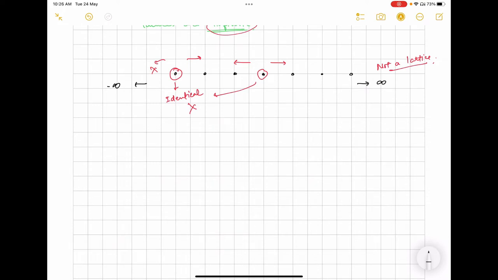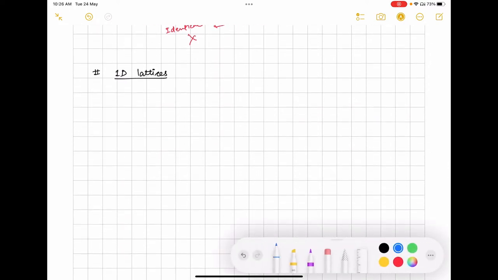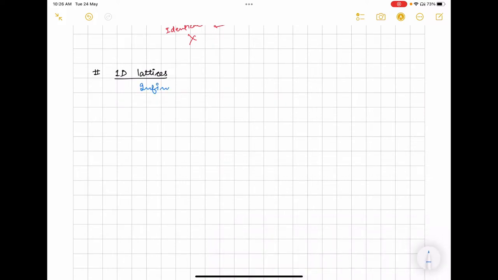Okay, so now let us look at the 1D lattices. As the name suggests, 1D lattices are an infinite array of points in one dimension, that is along one axis only. So only in one special case can this infinite array be a finite one.